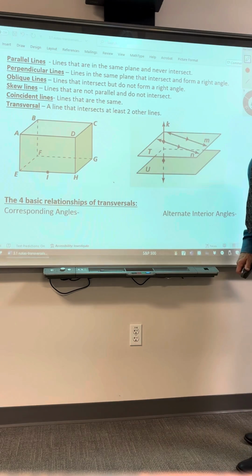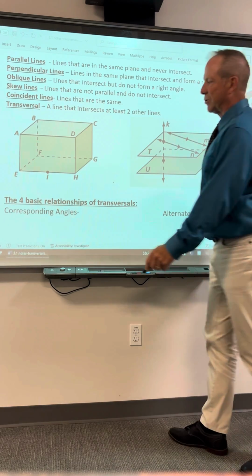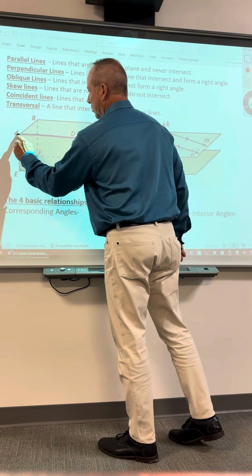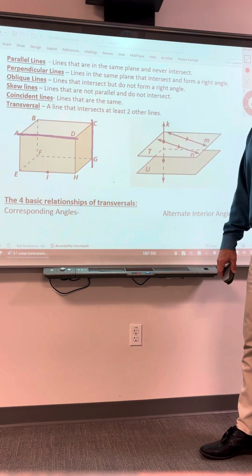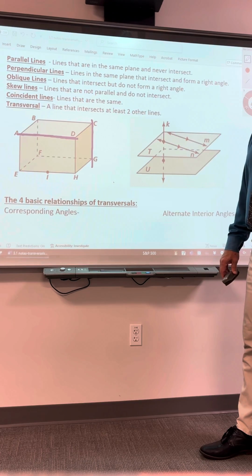Skew lines, lines that are not parallel and do not intersect. These should be skew. One goes that way, one goes there. They don't intersect and they're not parallel.